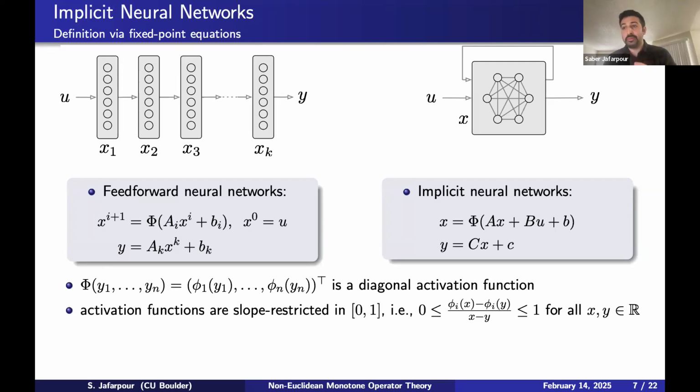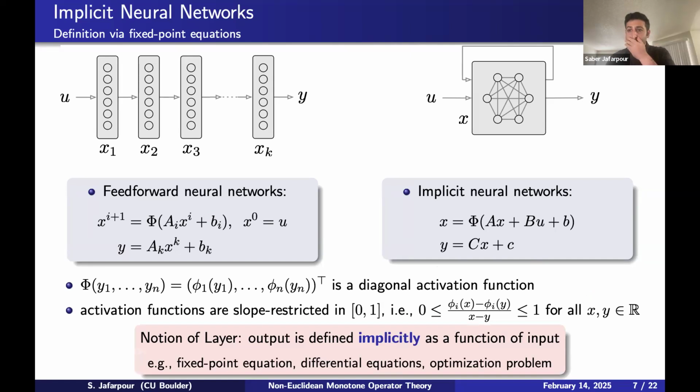And in here, I'm assuming that phi are activation functions, and let's assume that the activation functions are monotone and slope restricted, meaning that they satisfy this type of inequality. So essentially, you can consider this implicit neural network in a much more general framework where the notion of layer is defined implicitly as a function of input. And this type of neural network exists in machine learning, for example, when you have a differential equation instead of the layers, we call them neural ODEs, or sometimes you have an optimization problem instead of a layer, a different type of neural network. And here instead we have fixed point equations.